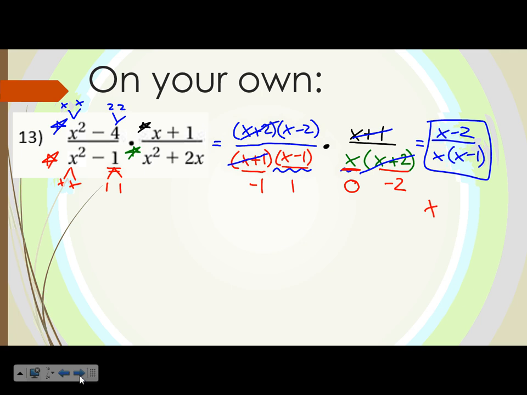So my x cannot be equal to negative 1, positive 1, 0, and negative 2. And it doesn't matter what order you write those in, as long as they're in that excluded value place.